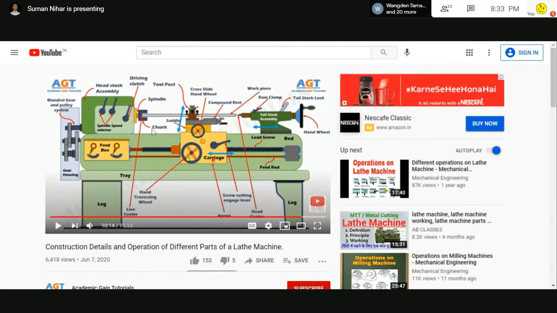This is your feed box, this is your gear pulley system. This is your chuck. I have already told you there are two types of chuck, that is 3-jaw chuck and 4-jaw chuck. In case of 3-jaw chuck, this is called a self-centered chuck, because when one jaw moves, the other two jaws also move simultaneously. So in case of 3-jaw chuck, basically we hold the cylindrical job.